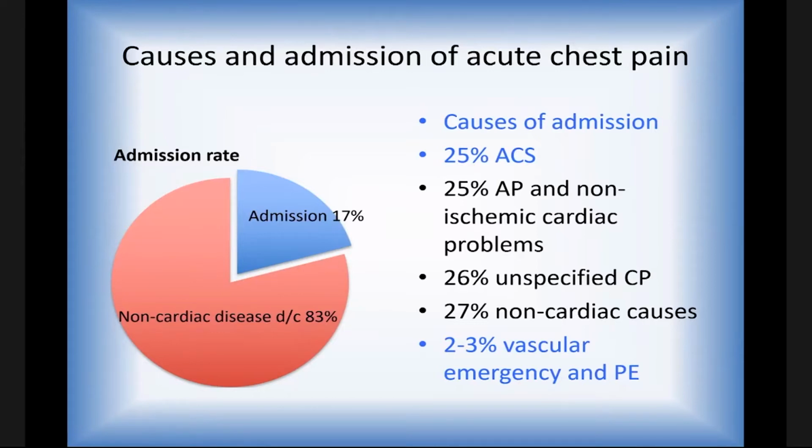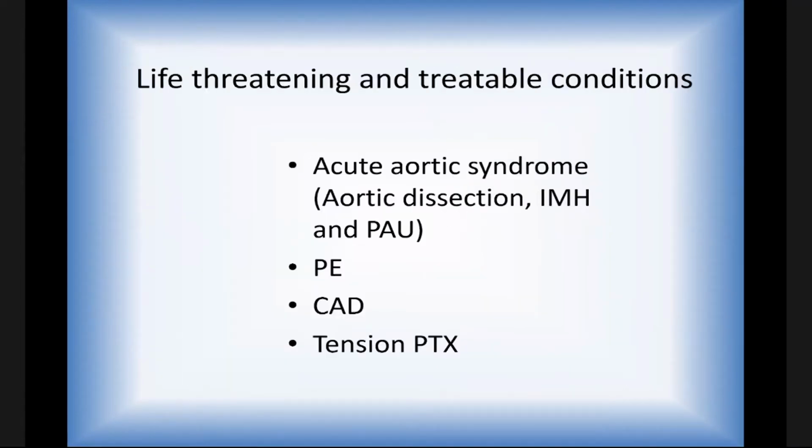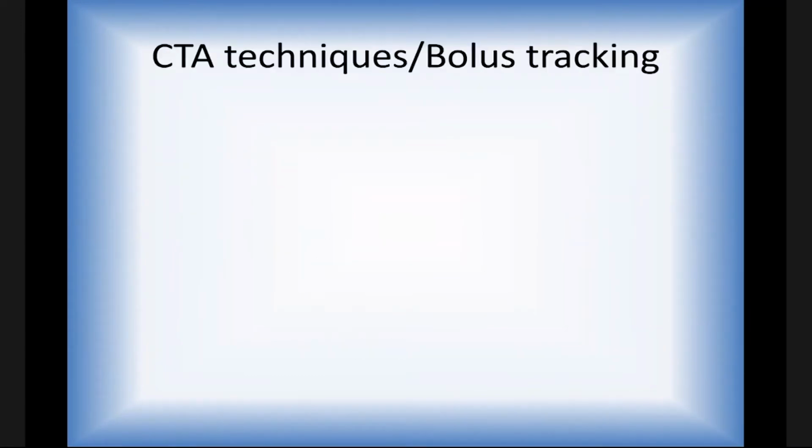Why is it important to distinguish these acute vascular emergencies and pulmonary embolus? Because they are life-threatening and treatable conditions. For acute aortic syndrome, there are 3 categories: acute aortic dissection, intramural hematoma, and penetrating aortic ulcer. For PE, it's just PE. And obstructive coronary artery disease can cause chest pain, and also tension pneumothorax. We will be able to see that from the CT too. Most of this study will deal with CTA.